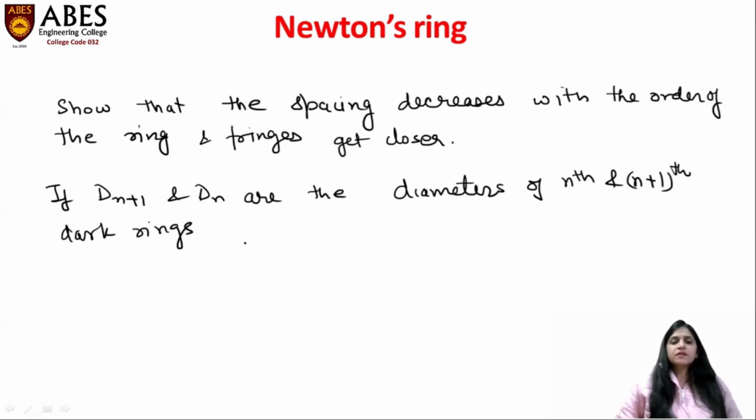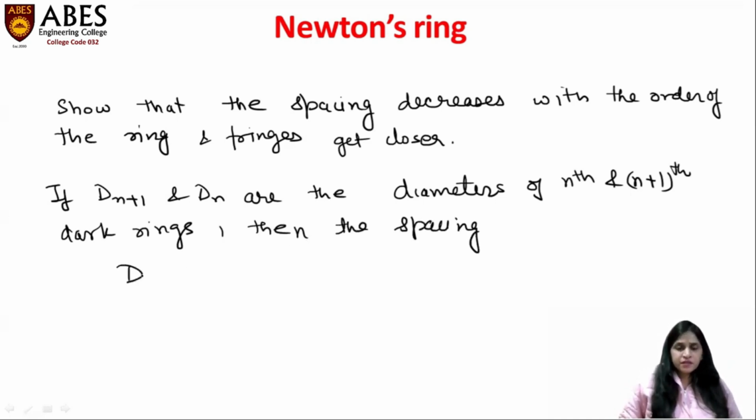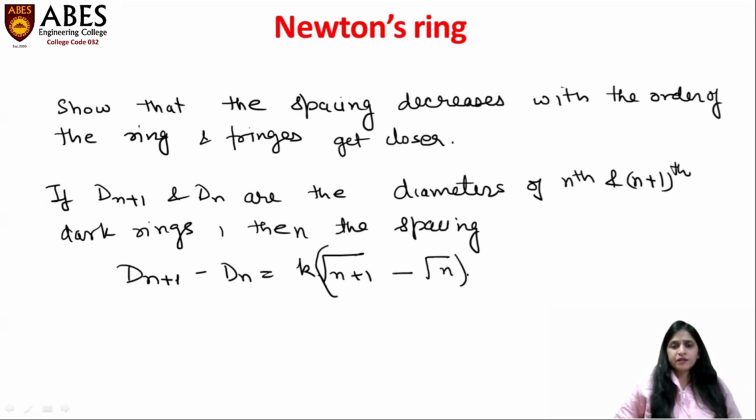Okay, then how will we calculate the spacing? The spacing is given by d(n+1) minus d(n) is equal to k times under root (n+1) minus k, we can take common, under root n. So now you keep substituting the value of n. Okay, so what will it become?